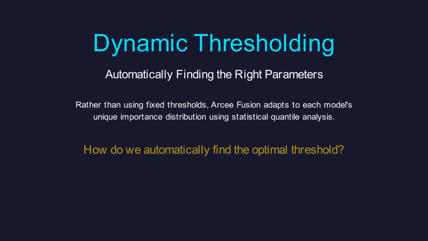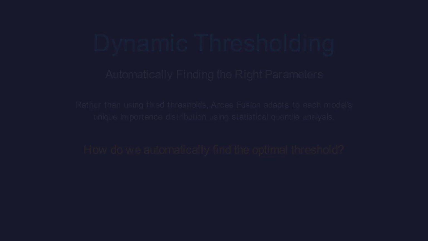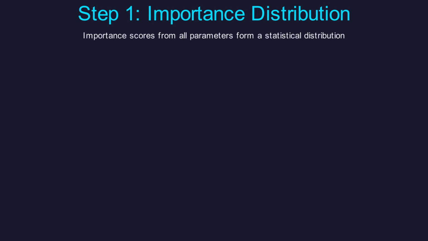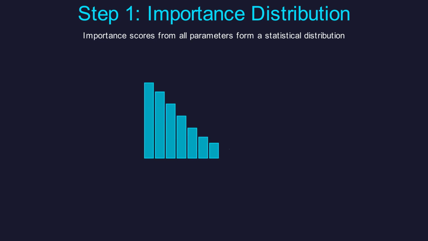So once again, we're going to take all the importance scores for all the model parameters, and we're going to compute a distribution. We're going to turn all those values into a statistical distribution, and we'll see that a lot of updates actually have low importance, while only a fraction of those updates have a high score. And those are the ones we want to keep. But again, where do we put the threshold?